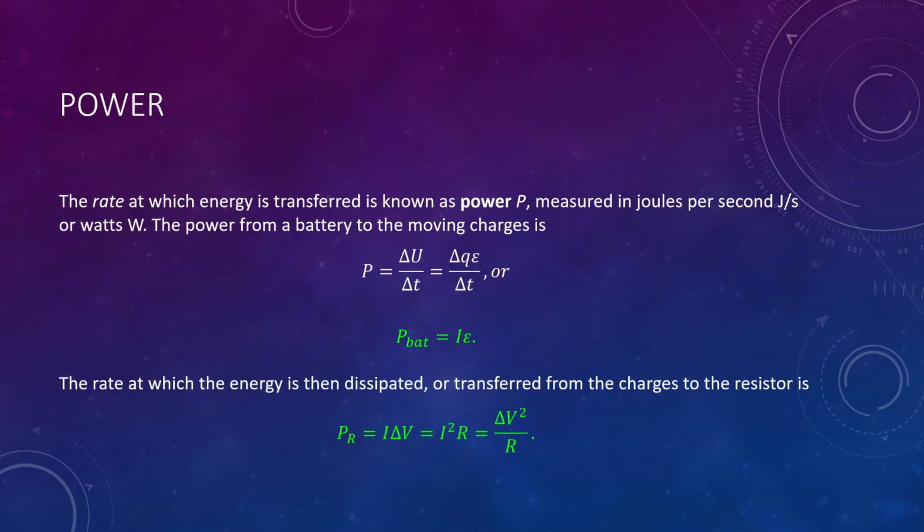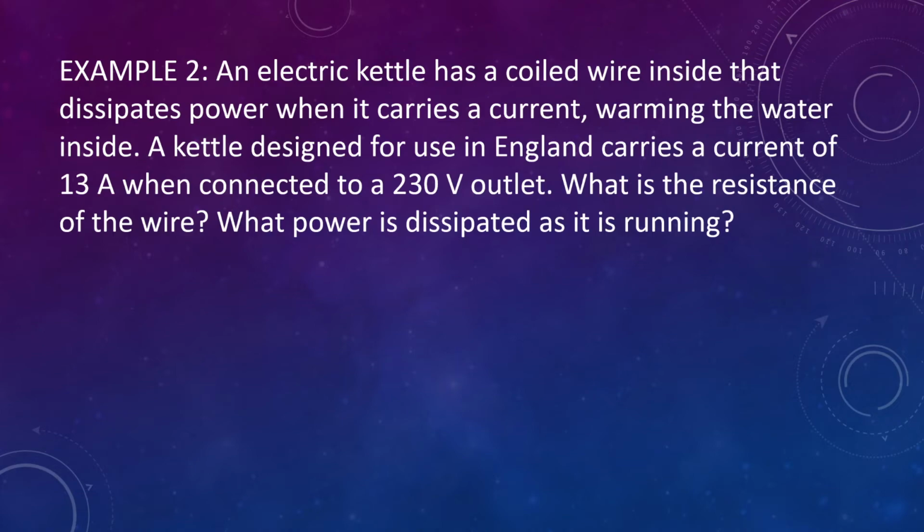All right, so with this, let's do one more example before we conclude this lecture. The problem states the following. An electric kettle has a coiled wire inside that dissipates power when it carries a current, warming the water inside. Sort of like a toaster. It's got a coil inside that basically just heats up with the passage of current. So a kettle designed for use in England carries a current of 13 amps when connected to a 230 volt outlet. Note here in the US we use a 120 volt outlet, so theirs is a bit different than ours. Anyways, what is the resistance of the wire, and what power does it dissipate as it's running?